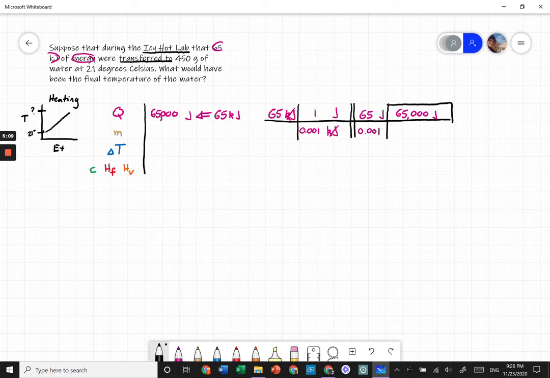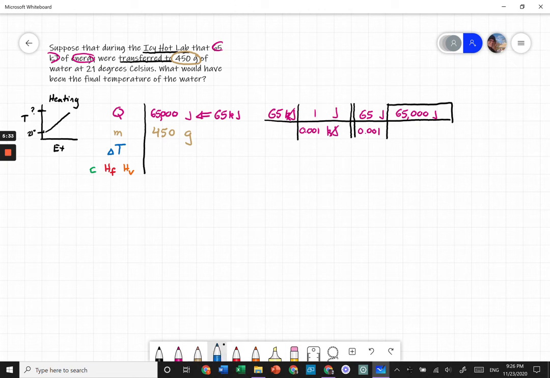65,000 joules is the same amount as 65 kilojoules. We just rewrote it. So that's going to be the first thing in our table. The next thing is going to be our mass. So suppose that during the Icy Hot Lab that 65 kilojoules of energy were transferred to 450 grams. Grams is going to be our unit of mass. So I'm going to write down my 450 grams for my mass.